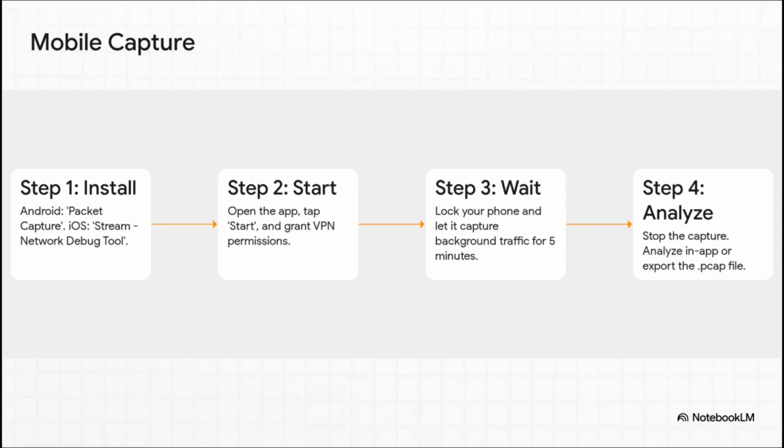So on your phone, you'll install an app like Packet Capture for Android. When you start it up, it's going to ask for VPN permissions. Now, don't worry, it's not sending your data to some server. It's actually using your phone's built-in VPN function as a clever way to intercept and log all the network traffic locally right there on your device. So here's the crucial step. Once you start that capture, lock your phone and just walk away for 5 minutes. We want to see what it's doing when it's supposed to be doing nothing. That's usually when the bad stuff phones home.